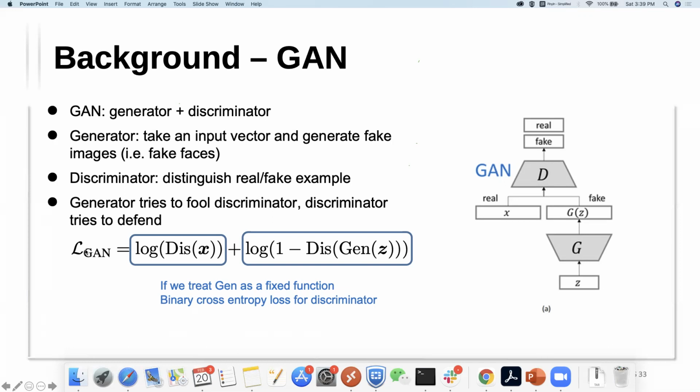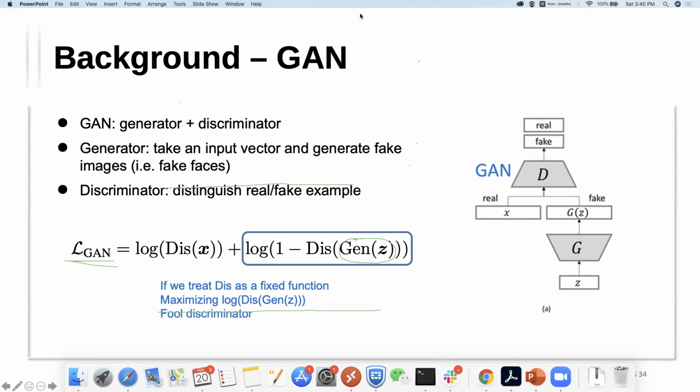Well, the loss function for GAN looks like this. If we just treat the generator function as constant and we train the discriminator, then this loss function is just a binary cross entropy loss for the discriminator. Because remember that the discriminator tries to distinguish real versus fake. So it's a binary classification problem. On the contrary, if we treat the discriminator function as constant and we focus on training the generator, then minimizing the loss is actually maximizing log of discriminator and generator is inside this function.